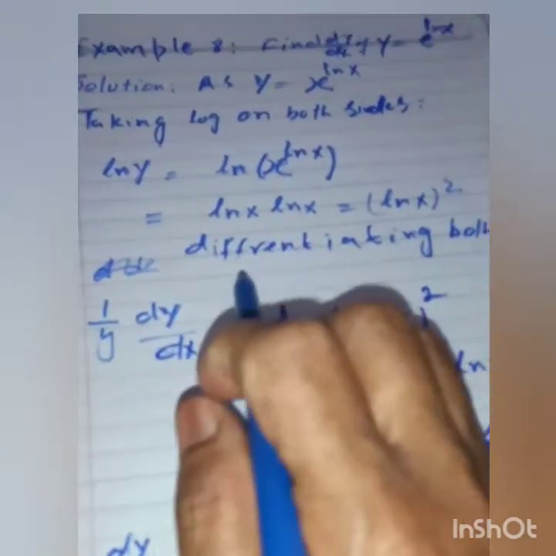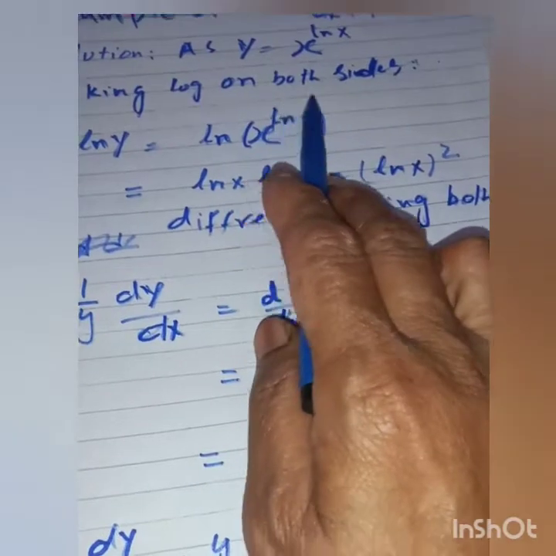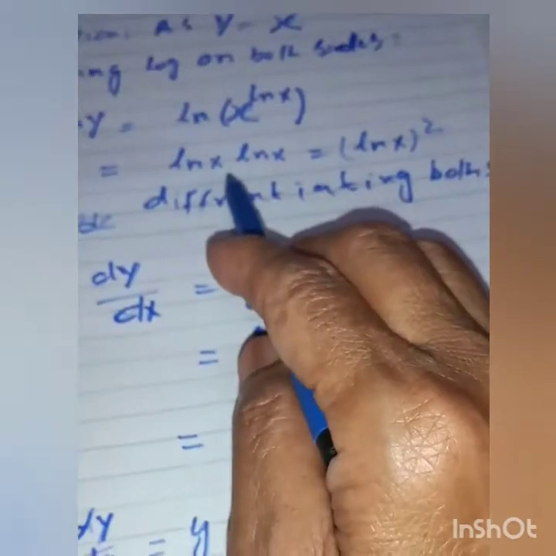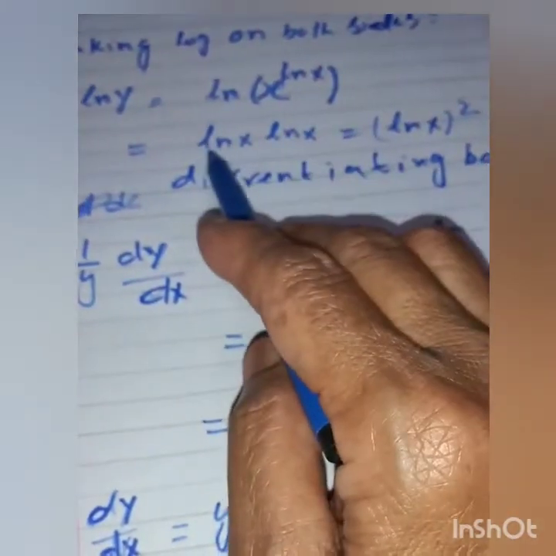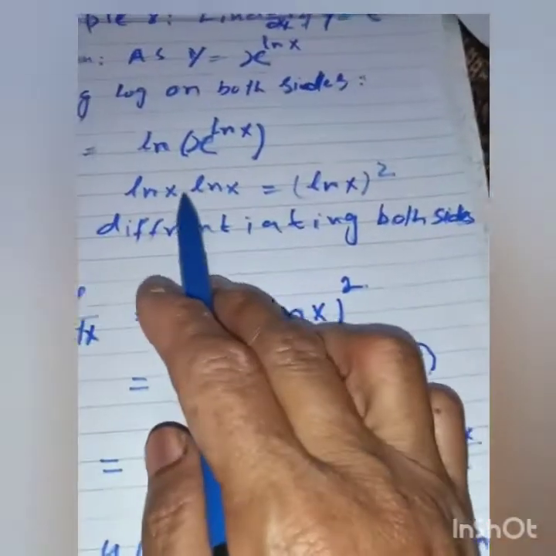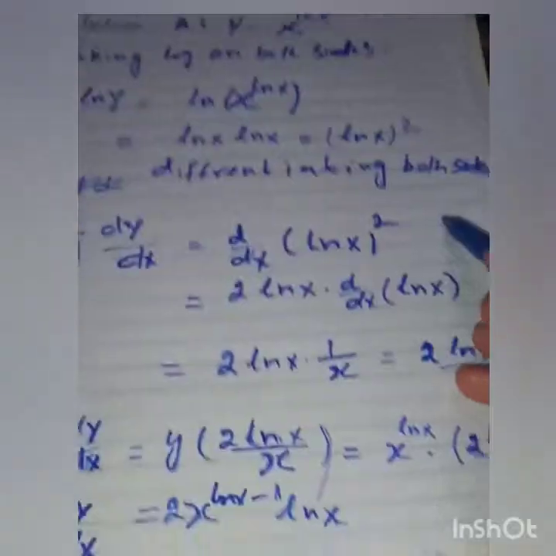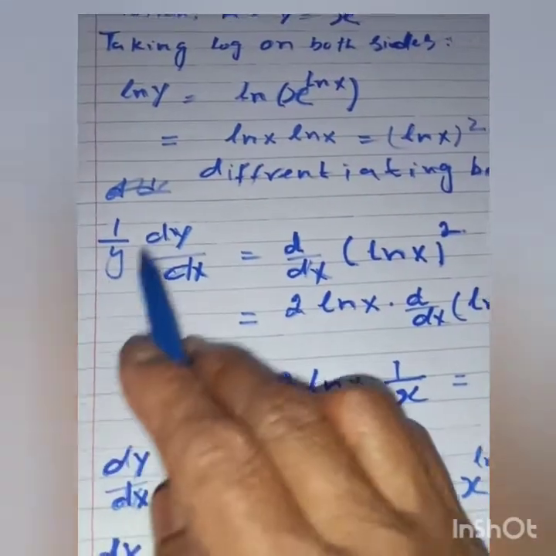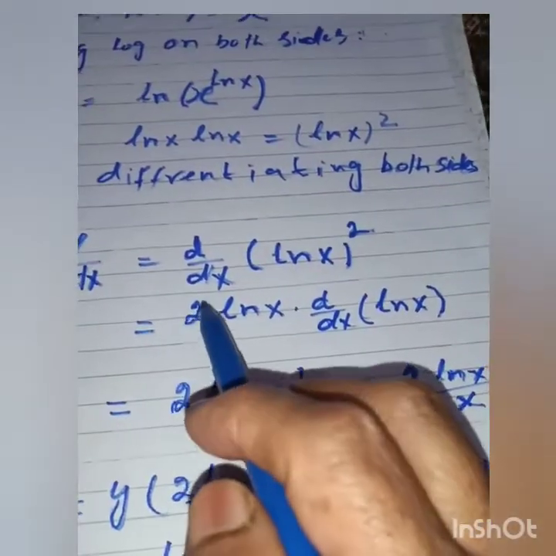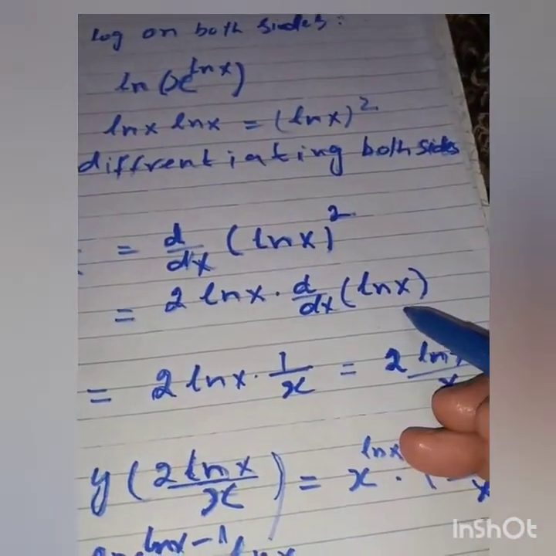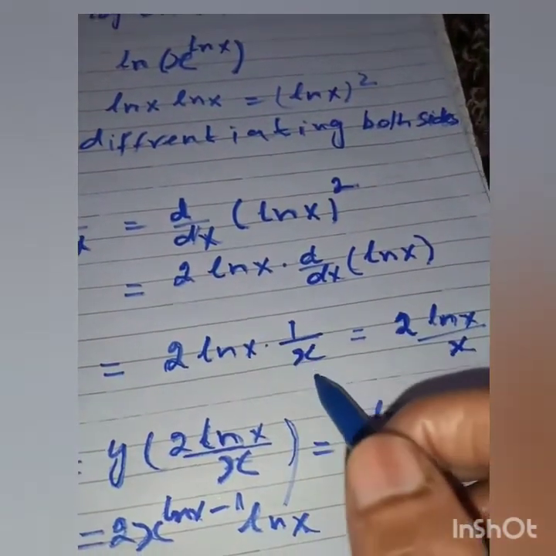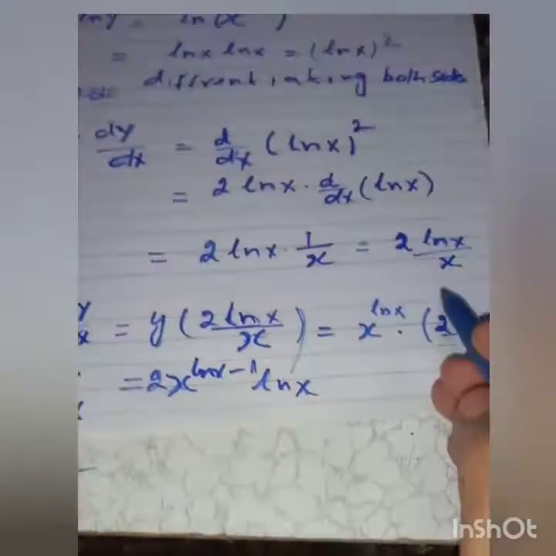As we know, the power m of log is written before the log, so log of x into log of x, as this log of x is the power, and this is log of x, so it will be equal to (log x) square. Now differentiating both sides, here we get 1 over y into dy over dx will be equal to d by dx of (log of x) power 2. It will be equal to 2 times log of x into d by dx of log of x, which is 1 by x. So we get 2 times log of x divided by x.